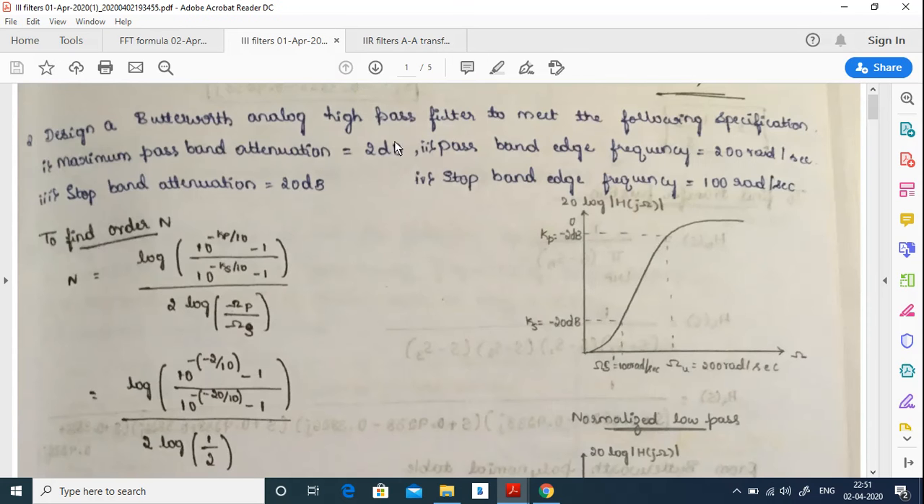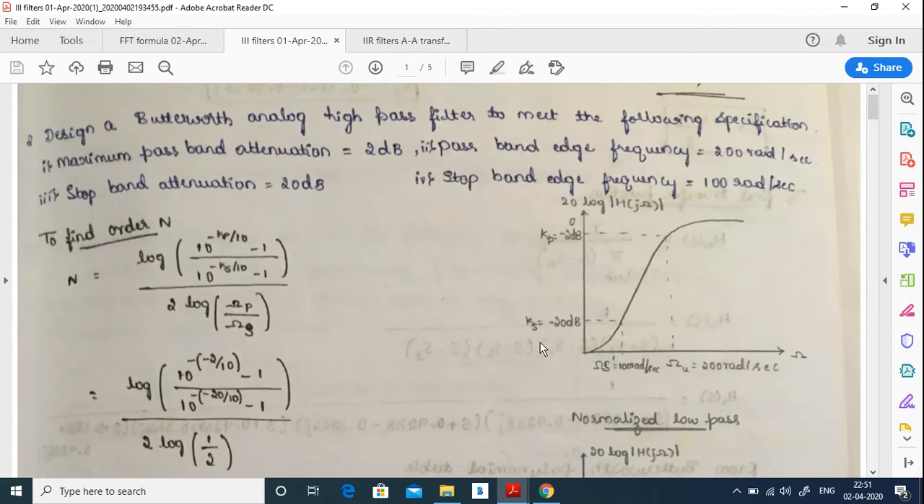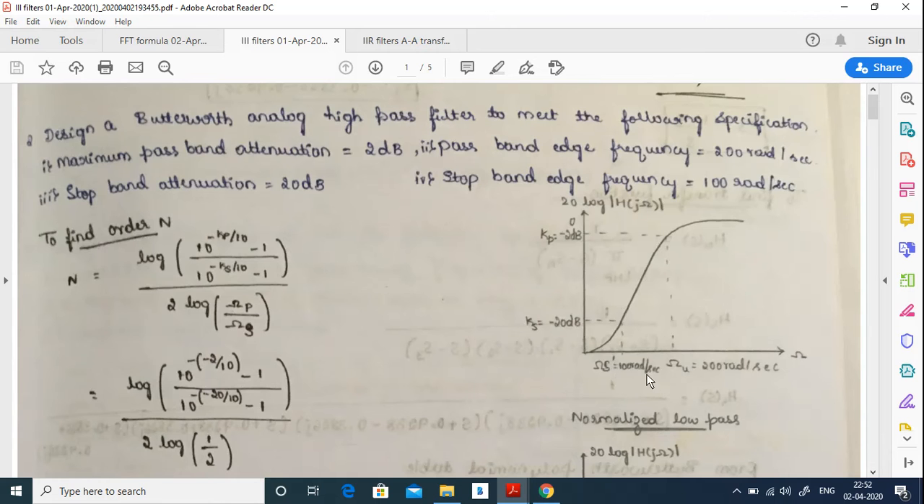So what is the value of it? Ks stands for stop band attenuation. So the value is 20 dB. Remember, again, even though they don't give you the value in terms of negative, treat it as negative. So Ks value is minus 20 dB, and the stop band edge frequency, that is corresponding to stop band gain, in general for a high pass filter is denoted as omega s dash, which is equal to 100 radians per second as per the question.